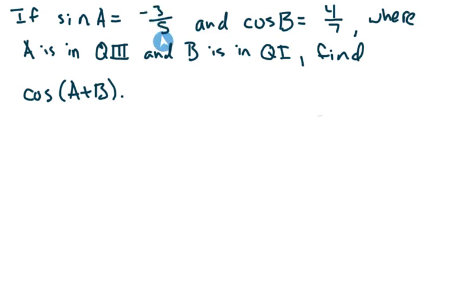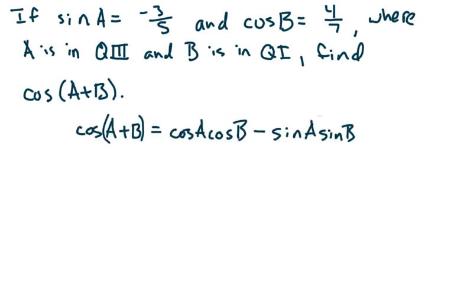Sine of a is negative 3/5. Cosine of b is 4/7. We're also told what quadrants these two angles are in, which we'll see how that works later. The cosine of a plus b requires us to know four things. To find this, using this formula, I need the cosine of a, the cosine of b, the sine of a, and the sine of b.